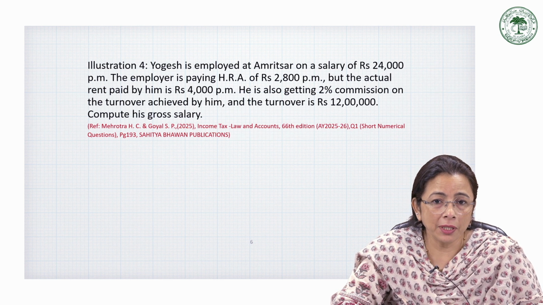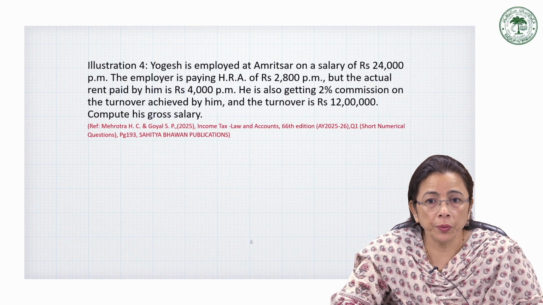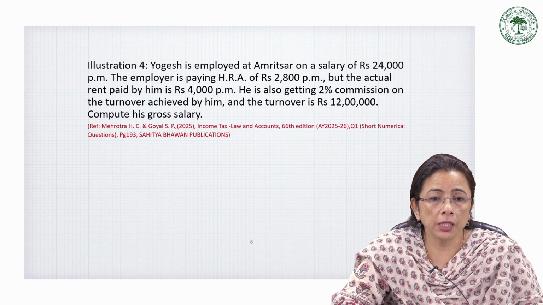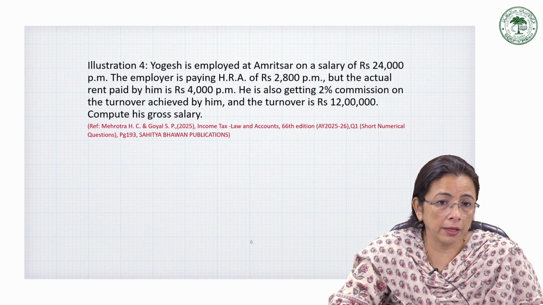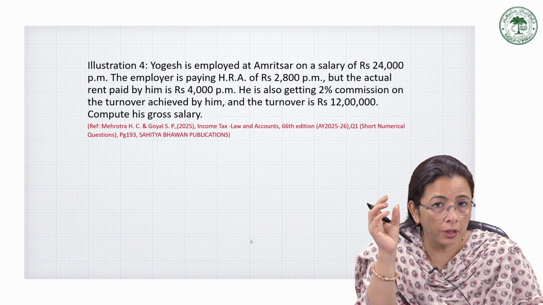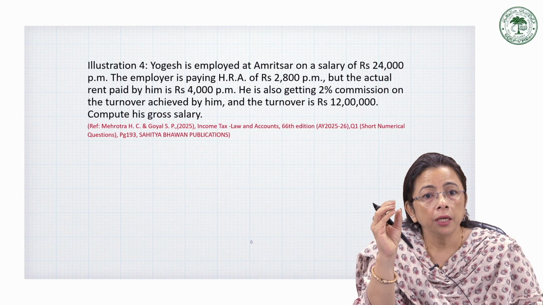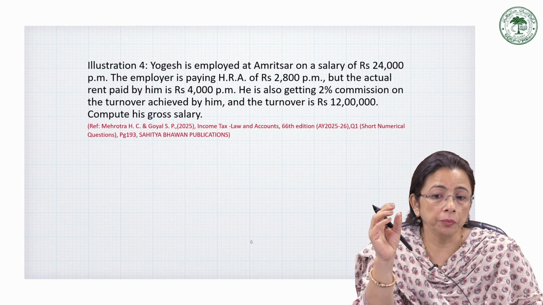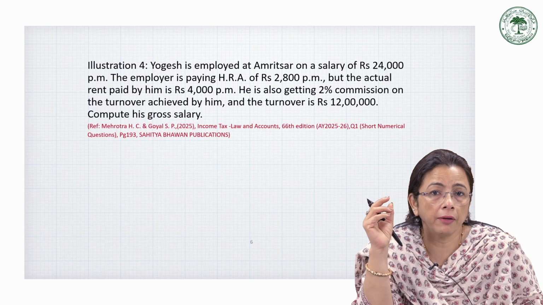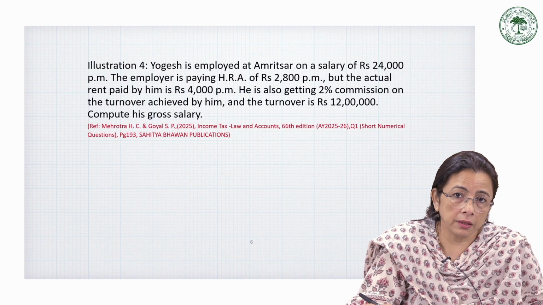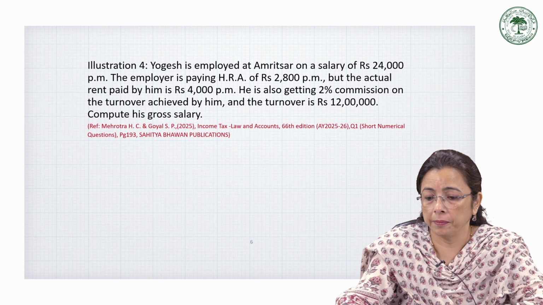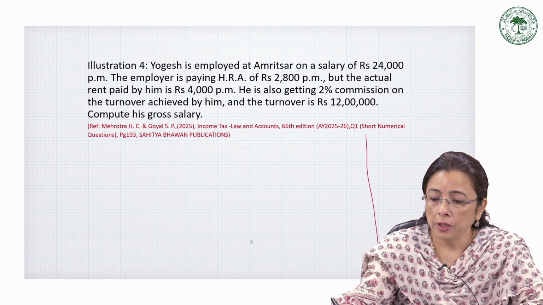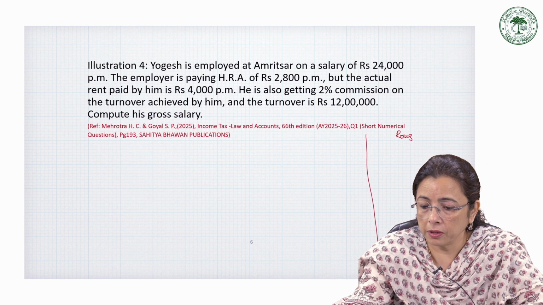But at the same time, he is also getting a 2% commission on the turnover achieved by him, and the total turnover is 12 lakh. We have to compute his gross salary. We don't have to compute the HRA part only, but in this question we have to compute the gross salary. That means we have to calculate other heads of income also under the head salary, if they are there in the question. So this is your rough work.